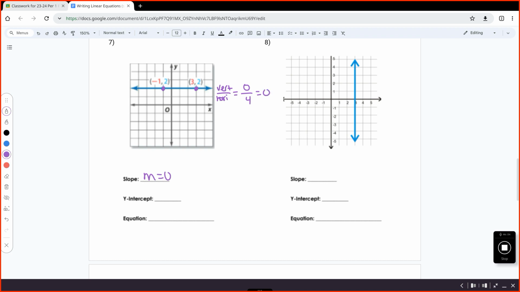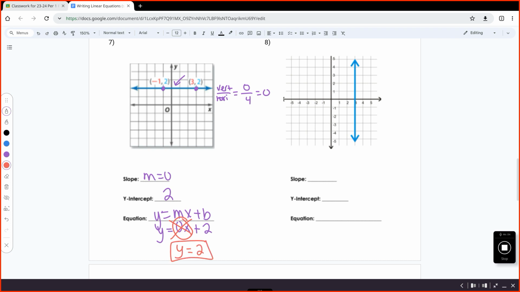Our y-intercept, it crosses the y-axis right there at 2. So we have y equals mx plus b, where m is 0, b is 2. So we have y equals 0x plus 2. All right, well, look here. 0x. 0 times x is just 0. This is not necessary for you to write. So we have y equals 2.